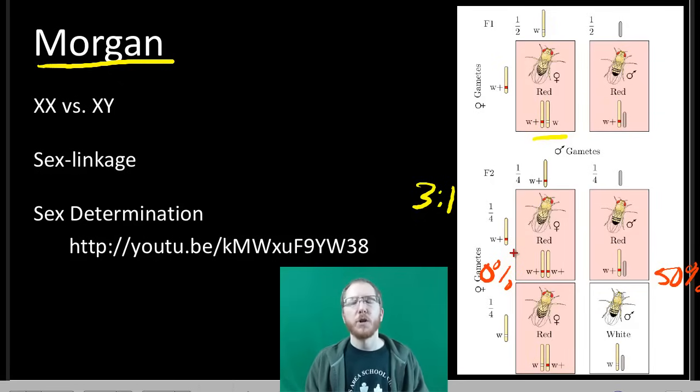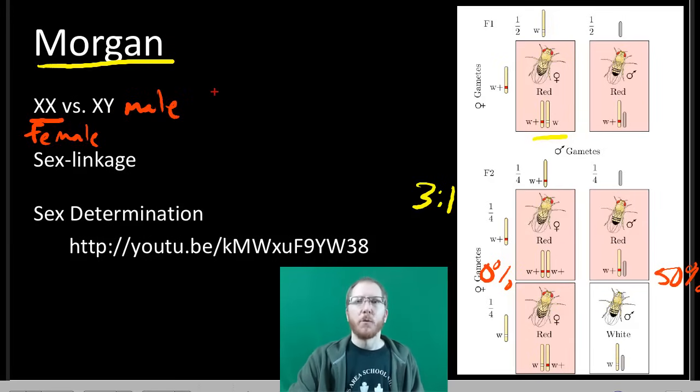And so that started him to look at, well, maybe there's something different about the chromosomes for males and females. And so he came up with the fly system, which also happens to be shared by humans. So in this system, a female is going to be XX. A male is going to be XY. And we've realized now that there's a lot of traits that are specifically on this X chromosome. The Y chromosome is pretty small. It doesn't have a whole lot of genes. It can't have anything important because only males have it.